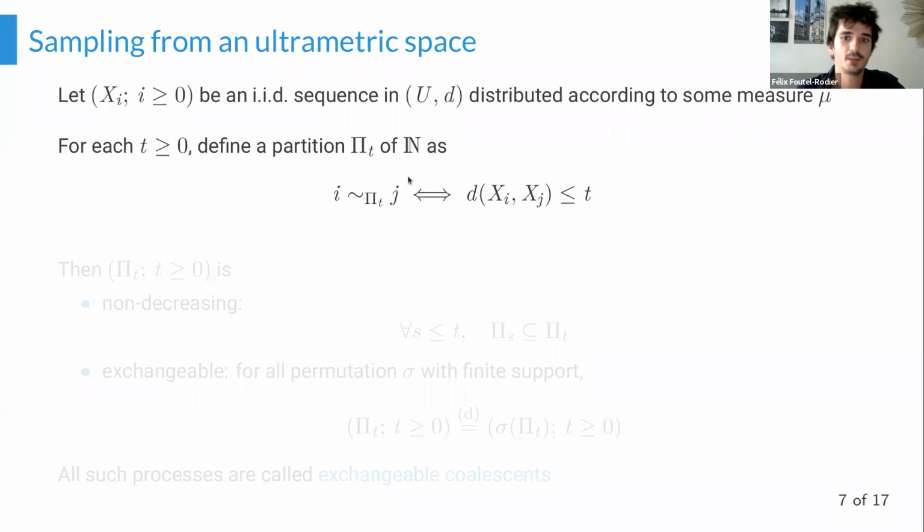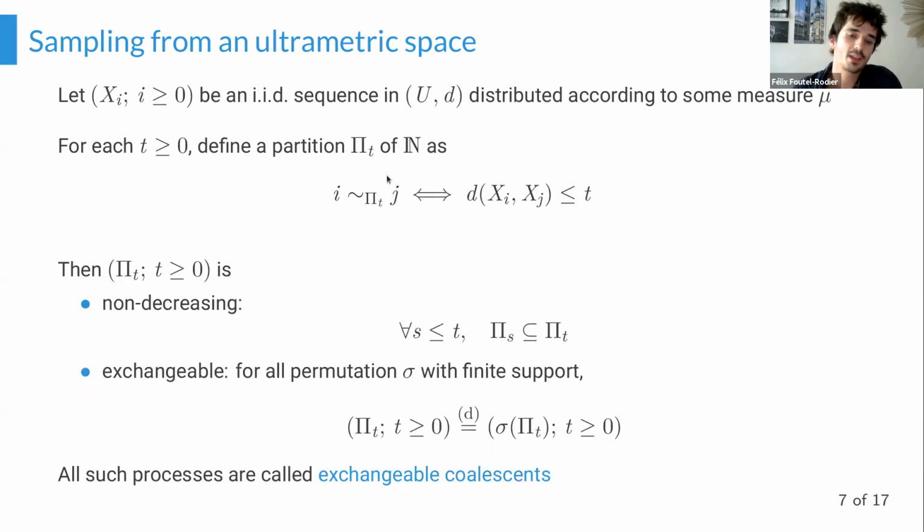And the process is built as follows. So at time t, I'm going to say that I place in the same equivalence class i and j if and only if the distance between xi and xj is lower than t. Okay, the fact that this really defines an equivalence relation is actually a consequence of the ultrametricity of the distance d.